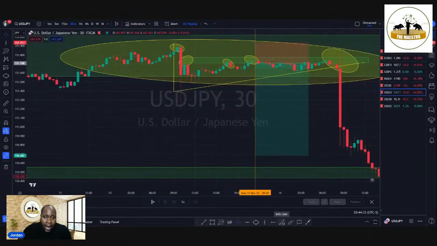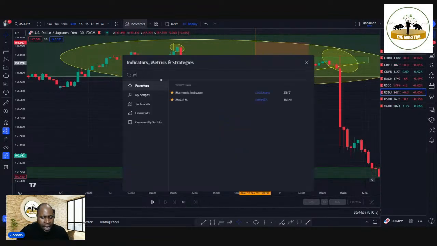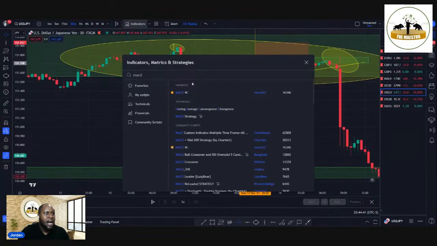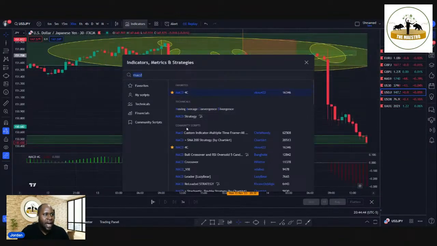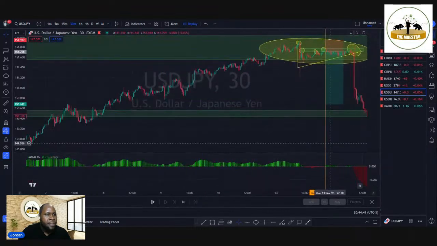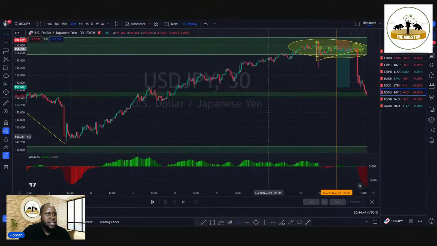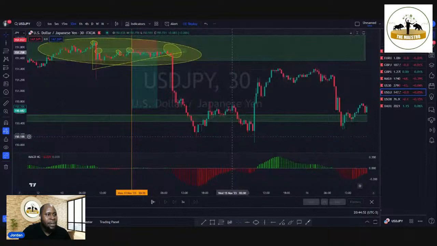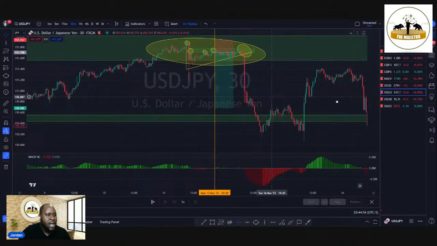Now, when we add indicators, like MACD and stuff like that, and I'll add that real quick. When we add indicators, that's a different type of confluence that you may have here. If I add the MACD real quick and we take a look at that, there may be a way to spot this in a more timely manner.